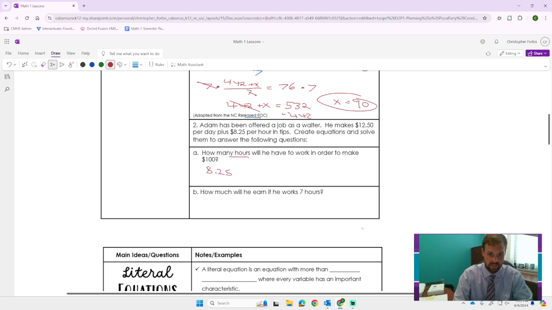So, I know that I get $8.25 per hour in tips. So I'm going to put per hour, just putting the H beside it for multiplying. And then I get a base value of $12.50 per day. Now collectively, the tips plus the $12.50 are going to equal $100. I want to know what value is going to make that true. So again, we should be able to solve these, but that's what this all day is about, is learning how to do these. So I would subtract $12.50 from both sides.